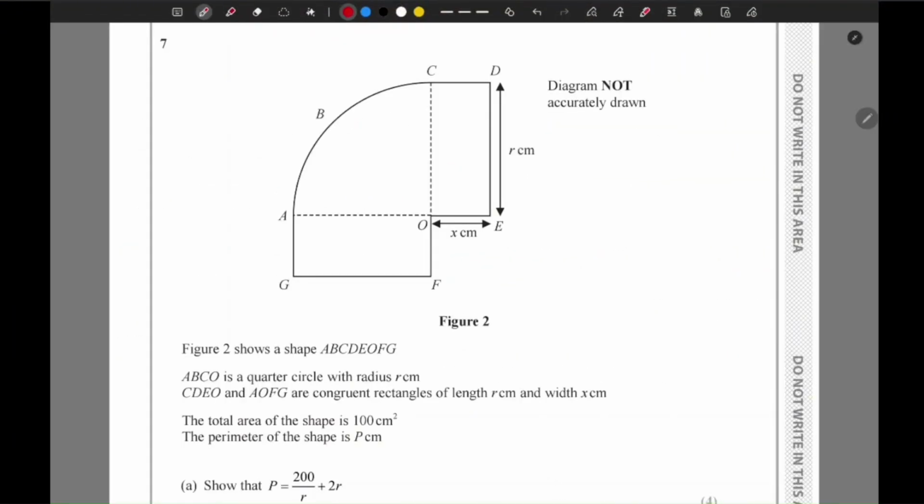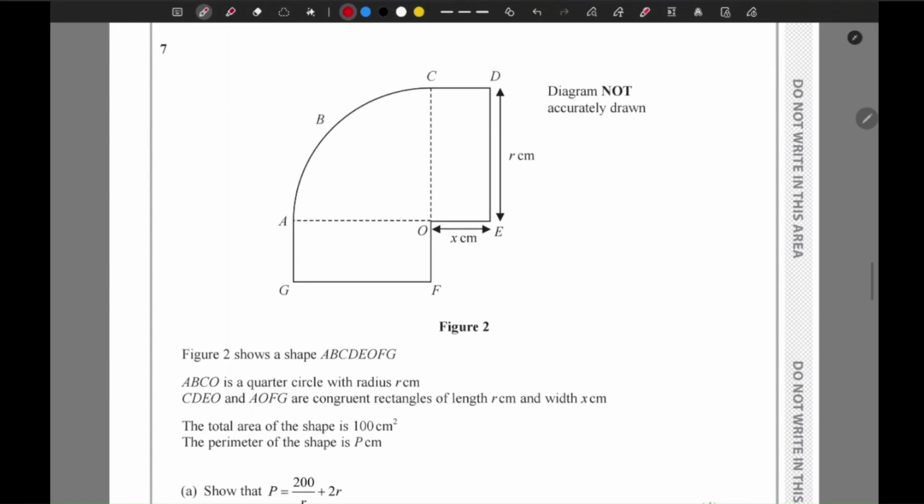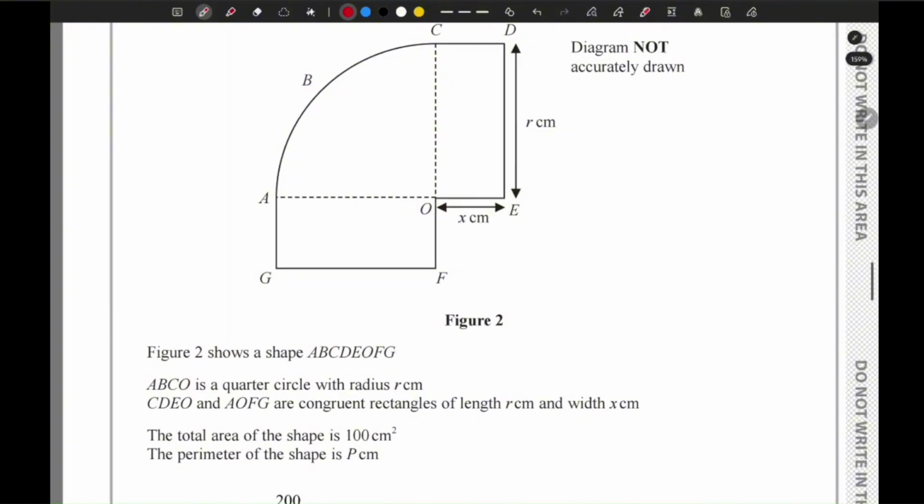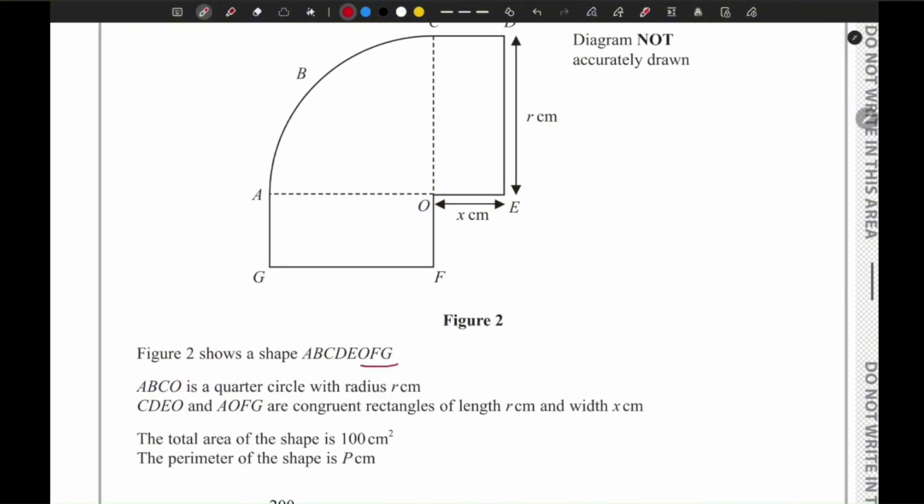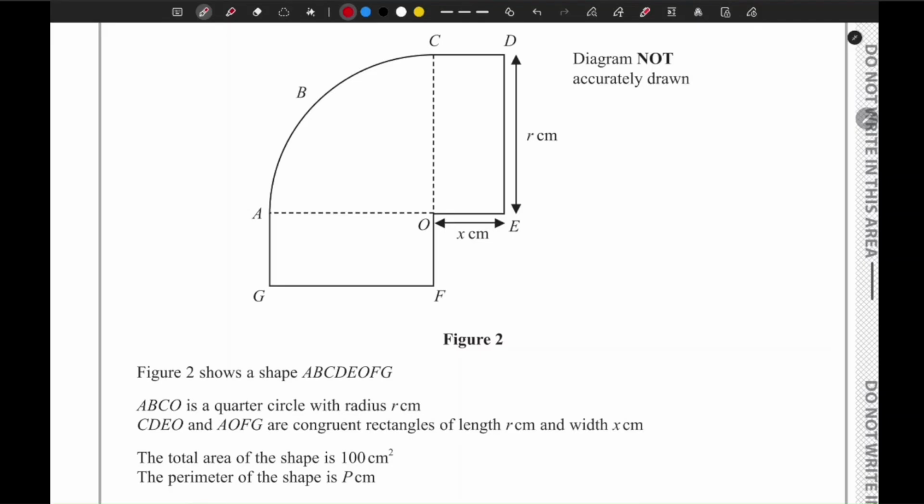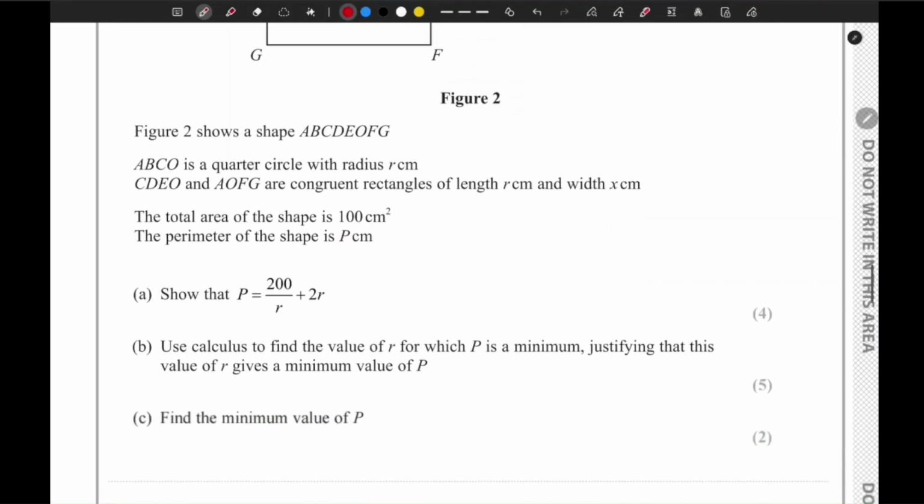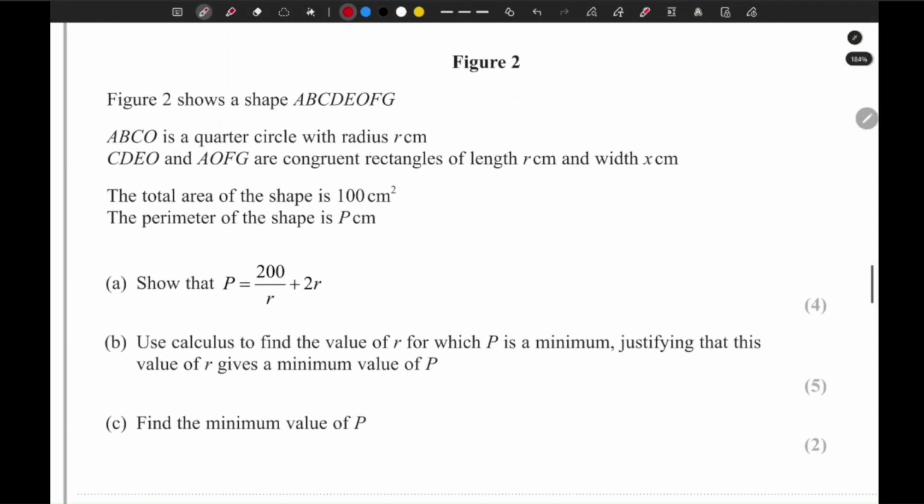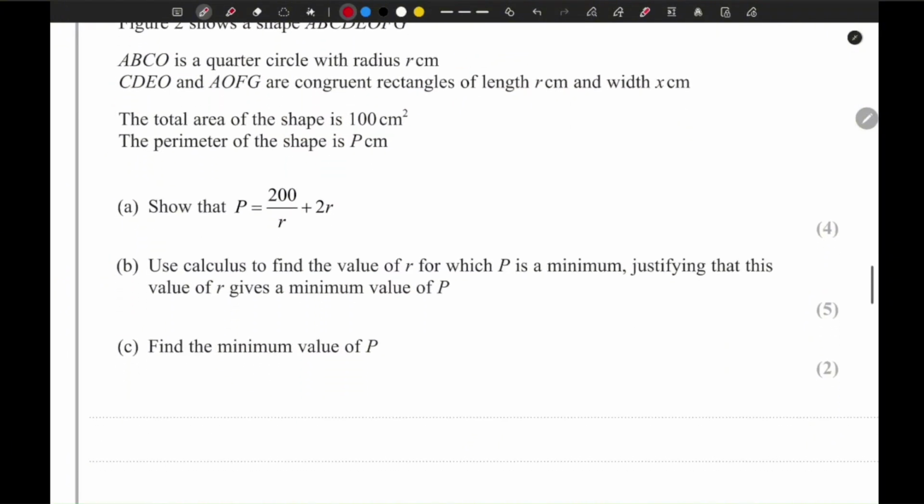Moving on to the next part. Figure 2 shows a shape A, B, C, D, E, O, F and G. ABCO is a quarter circle with radius r centimeters. So this is basically a sector of a circle which has an angle of 90 degrees or pi over 2. The total area of the shape is 100 centimeters squared. The perimeter of the shape is p centimeters. Show that p is equal to this.